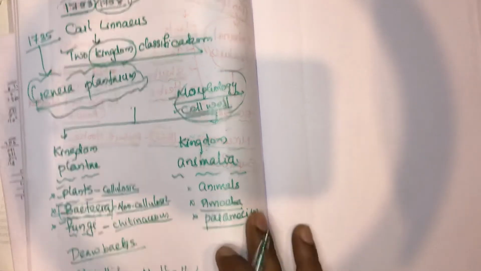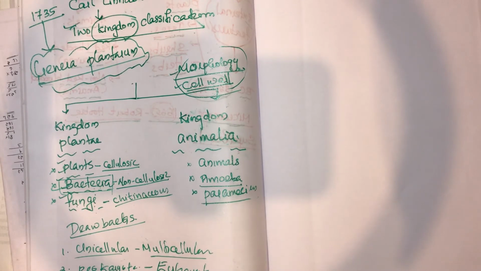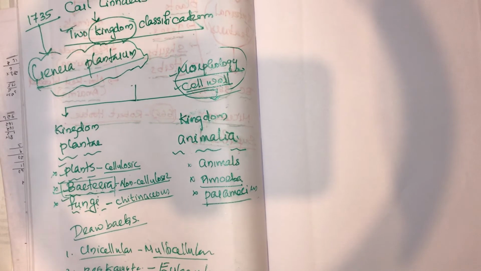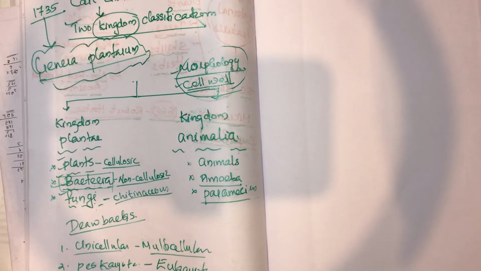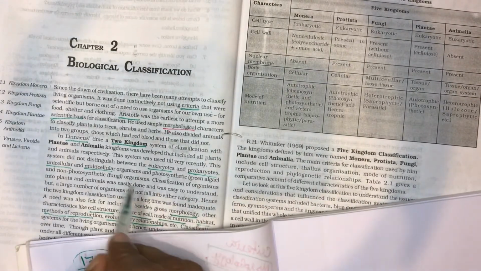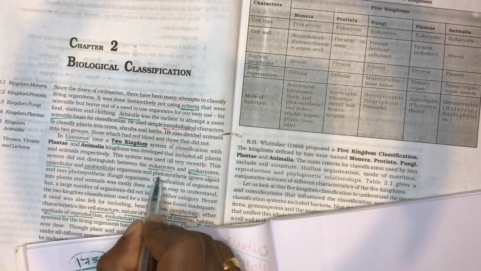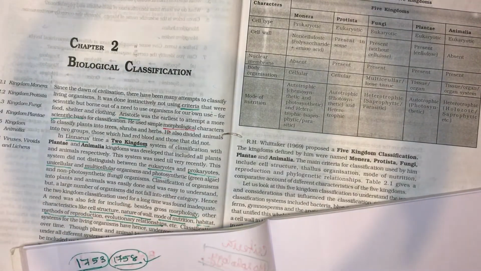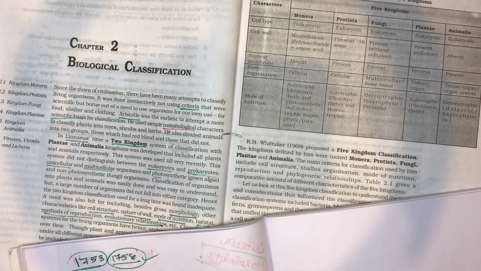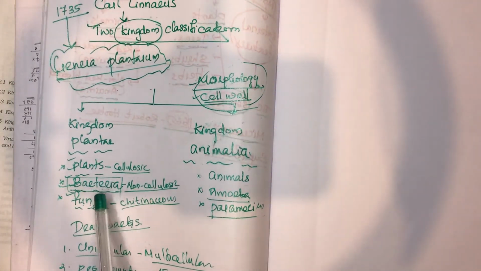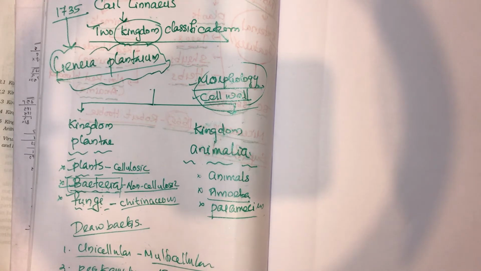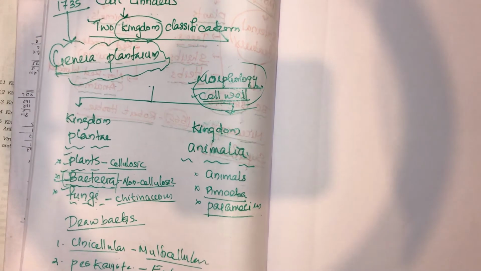The third drawback, that is autotrophs and heterotrophs included under the same kingdom. That is photosynthetic organisms and non-photosynthetic organisms included under the same kingdom. Autotrophic members, that is plants. Heterotrophic members, fungi. Fungi are heterotrophic members and plants are autotrophic members. They are included under the same kingdom. That is a drawback.